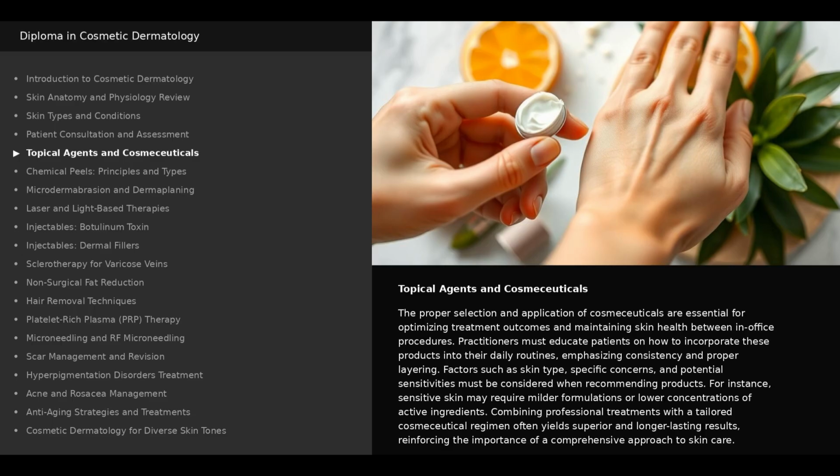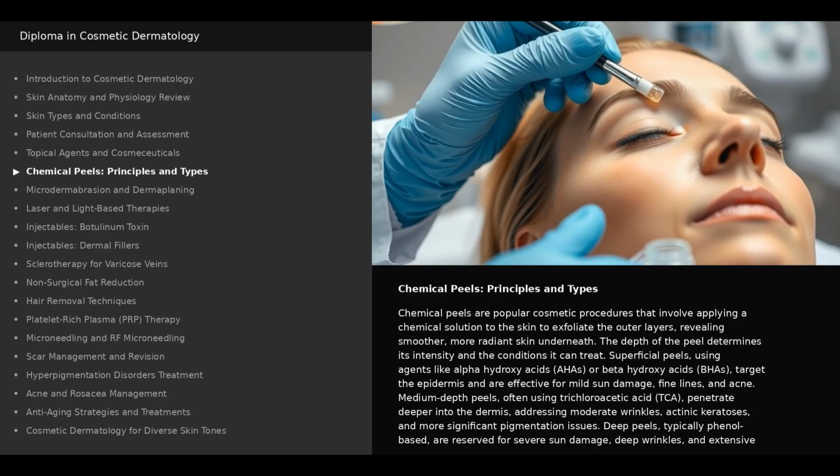Combining professional treatments with a tailored cosmeceutical regimen often yields superior and longer-lasting results, reinforcing the importance of a comprehensive approach to skincare. Chemical peels, principles and types. Chemical peels are popular cosmetic procedures that involve applying a chemical solution to the skin to exfoliate the outer layers, revealing smoother, more radiant skin underneath. The depth of the peel determines its intensity and the conditions it can treat.